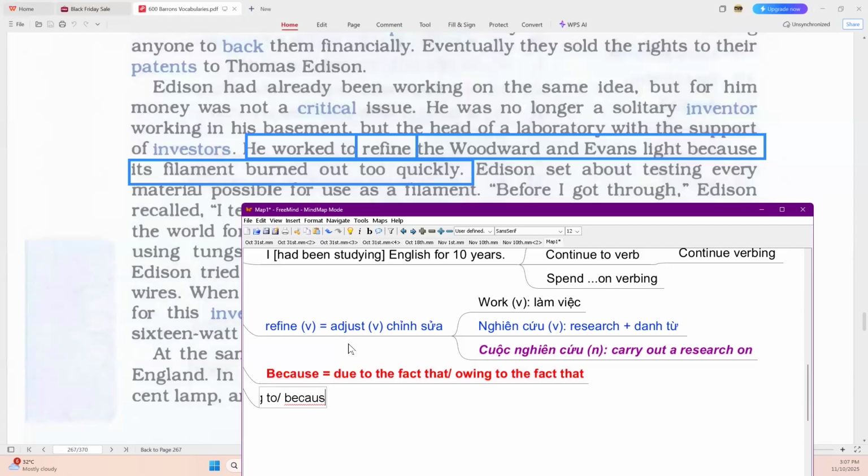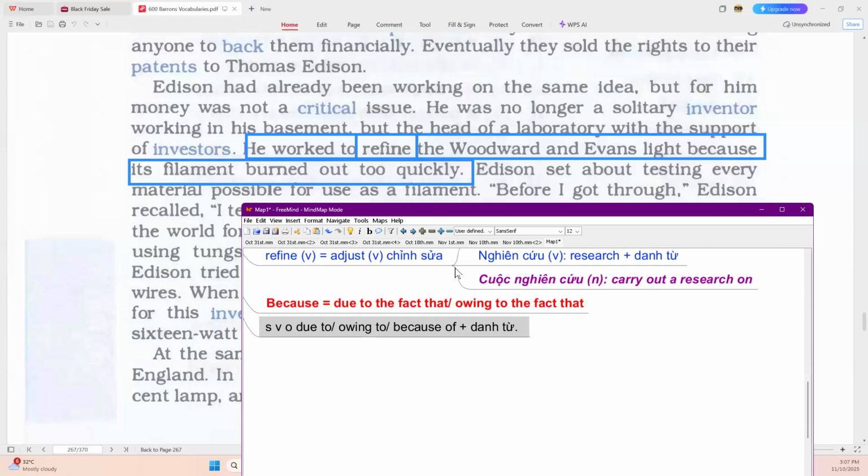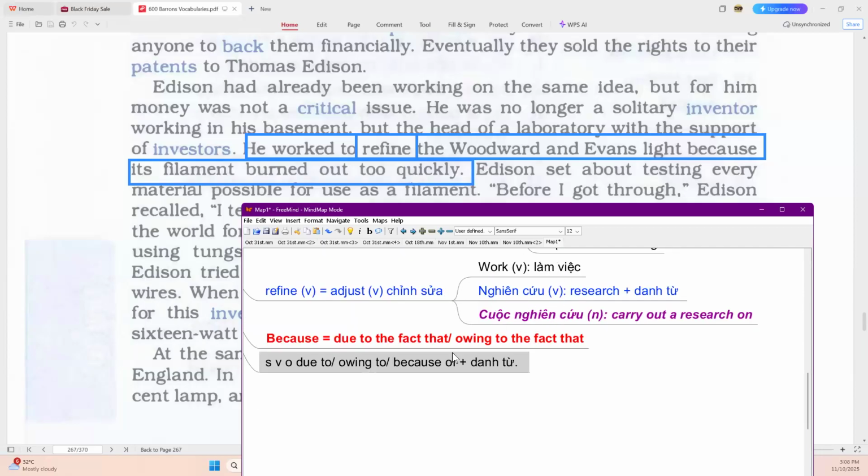Due to the rain, I couldn't go out. Because of the rain, I couldn't go out. So because, okay, I couldn't go out due to the fact that it rained heavily outside. So let's go. Show me the meaning of this sentence by using the word research and due to the fact that.